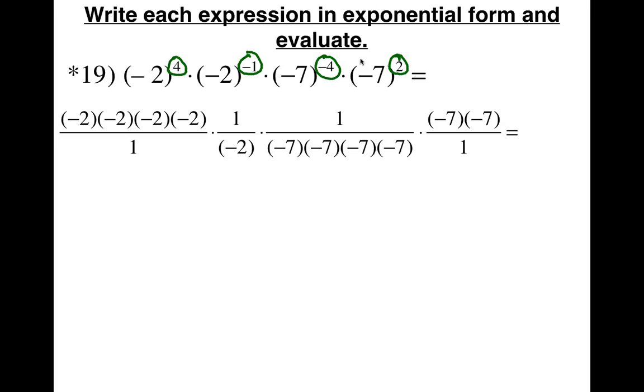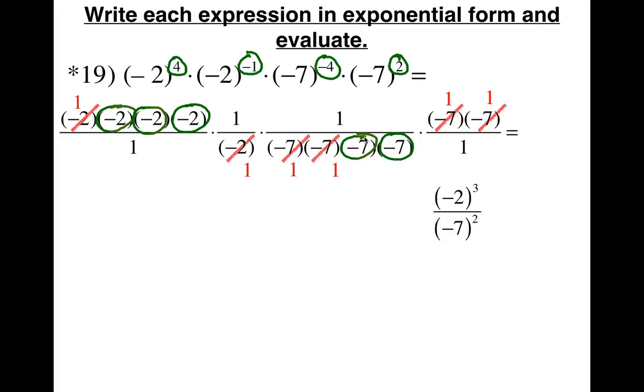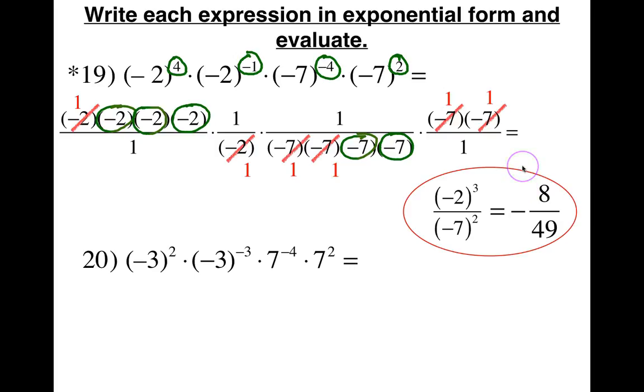Now, here, what do you want to do? Hopefully you recognize all I need to do is reduce whatever I can. Here, I do have one negative two I can reduce from the numerator and denominator, leaving me with one. Now here, I can reduce the negative sevens, about two of them from the numerator and denominator, like so. Now here, again, it helps me to circle to see how much I have left. I have negative two cubed in the numerator, and then I have a negative seven squared in the denominator, which would be written like this. This, of course, would be my exponential form, and then I have to go ahead and evaluate it. Negative two cubed is negative eight, and negative seven squared is a positive 49. So my answer is going to be a negative eight over 49. Okay, so now let's go ahead and try number 20 on our own.